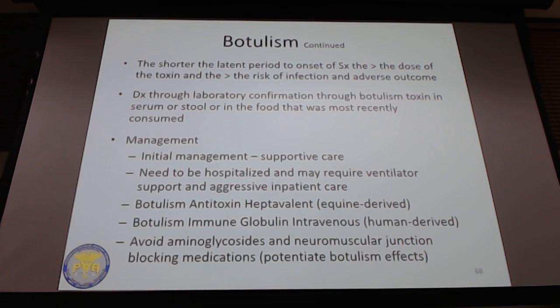So the shorter the latent period to onset, the quicker we find this, the better, right? If they're exposed to Botox and it lasts a long time and we don't find it out till later, we're usually behind the power curve. The more toxin that gets in the system, the later we are to the diagnosis, the worse this is going to be. Usually the confirmatory lab study will be serum or stool.